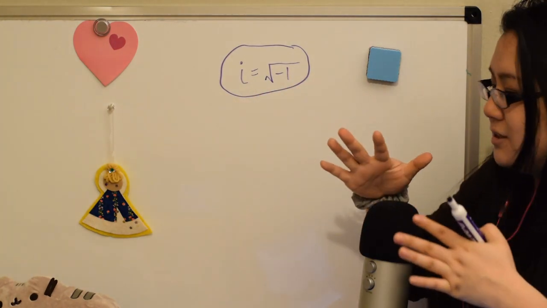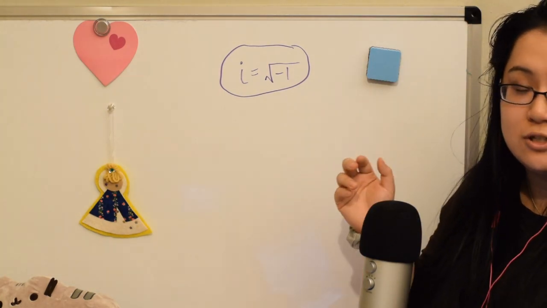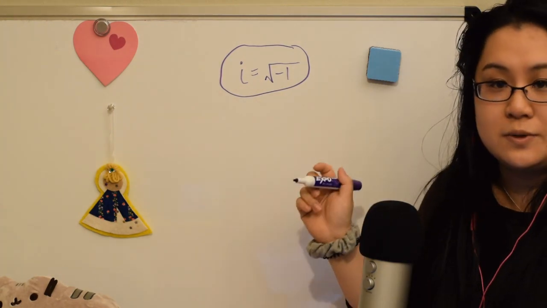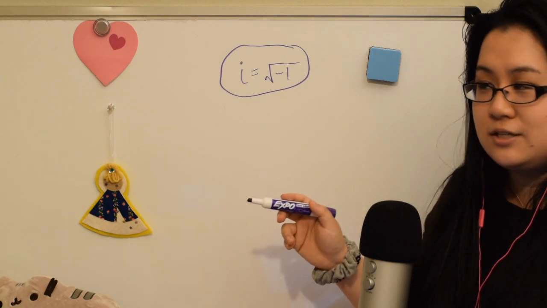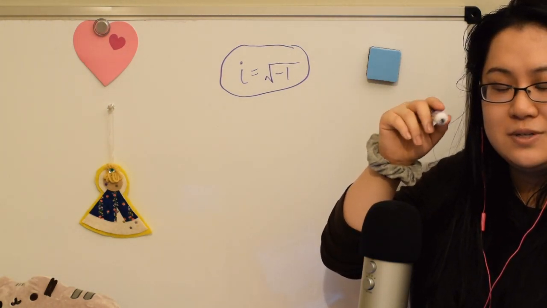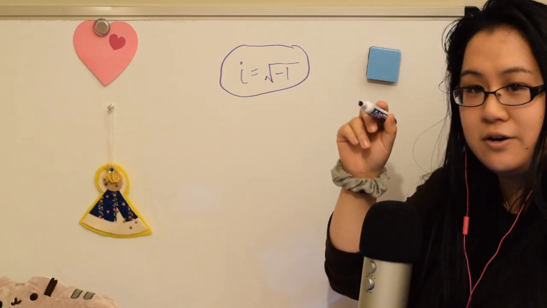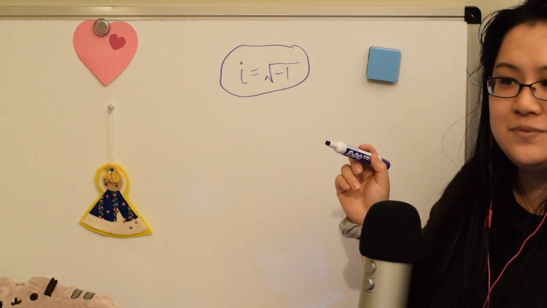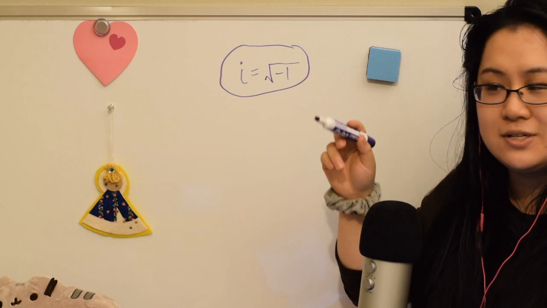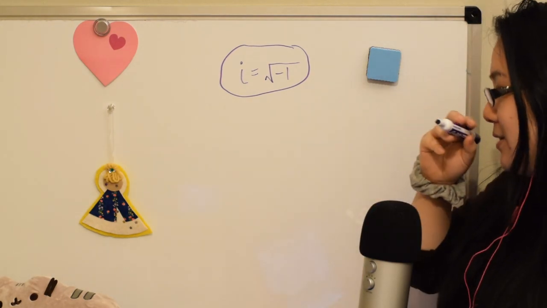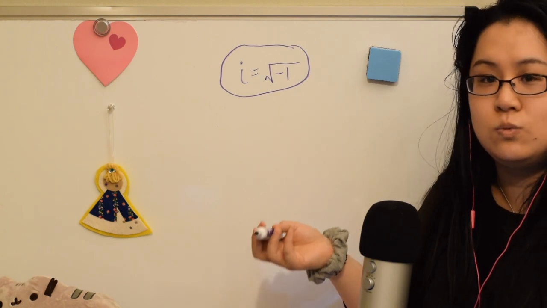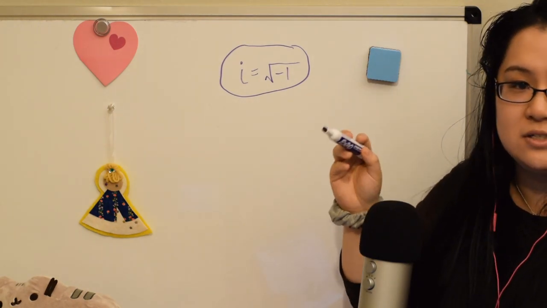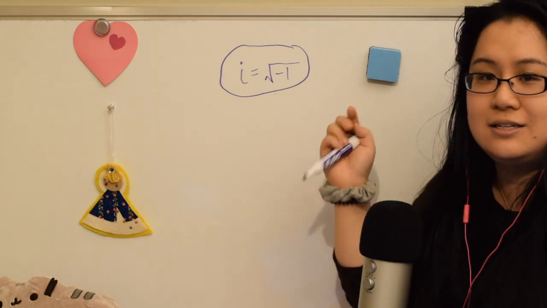The reason this is cool to think about complex numbers in general is because if you've worked with the quadratic formula, for instance, solving quadratics with negative b plus or minus the square root of b squared minus 4ac over 2a, the part under the square root is called the discriminant. The discriminant test tells us how many real solutions to the quadratic we have. So we can just do b squared minus 4ac and look at the sign of that value.